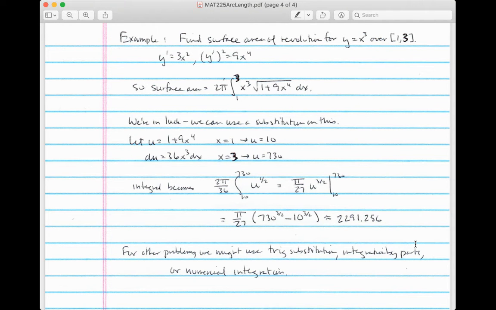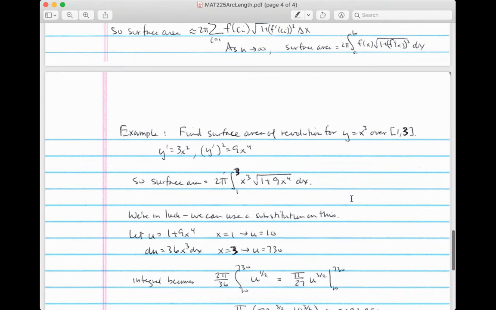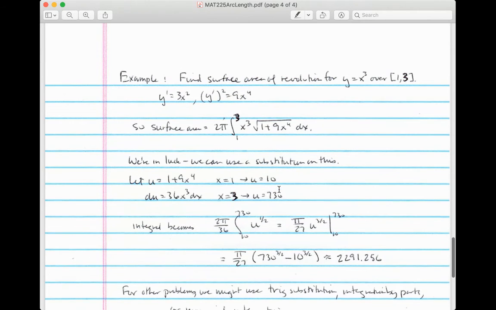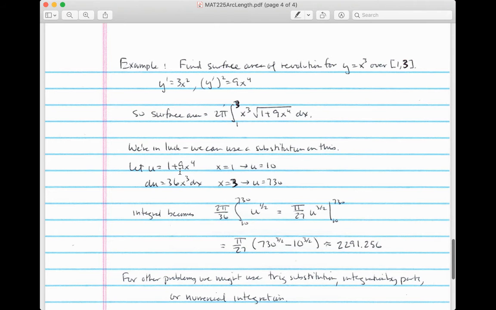y prime equals 3x squared, so we can square that. And so our integral becomes 2 pi f of x square root of 1 plus f prime squared dx. We're fortunate in this case that we can use a u substitution. And so we'll let u be what's under the radical. Here's du. We change our limits again. We go from 10 to 730.